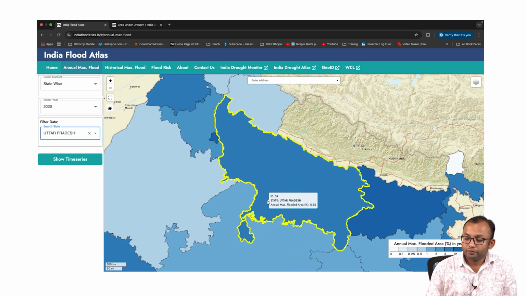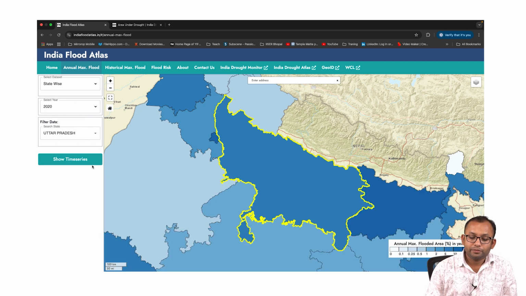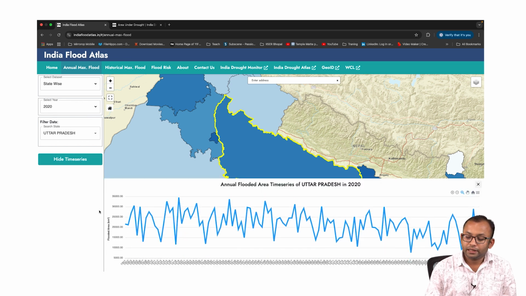So, now this is the map of Uttar Pradesh, which is showing that around 8.55% of the area was affected. When we talked about the maximum flood area, it was around 13 or 14%. Now, you can also look at the time series of the flooding area, how it has changed across this particular region. If you click here, show time series data, you can see how the flooded area was fluctuating across different years, from 1901 to 2020.